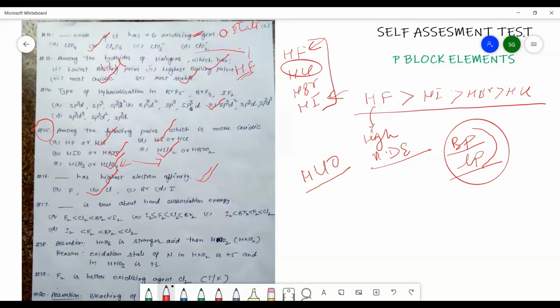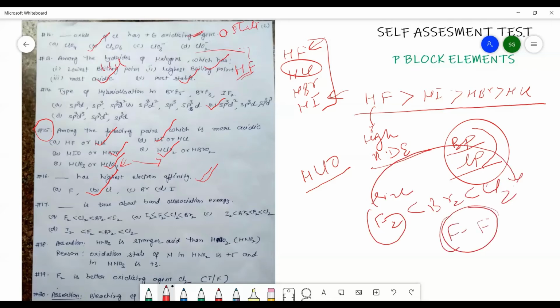Now, question number 17. Dash is true about the bond dissociation energy. Okay, which one is the bond dissociation energy? If you see, the bond dissociation energy depends upon the size. For fluorine, chlorine and bromine, mostly fluorine should come first because the F-F bond should be stronger because of the smaller size of F. But fluorine has a small size and it has interelectronic repulsion between the lone pairs of electrons. Because of that, fluorine has less bond dissociation energy as compared to Br2 and Cl2.